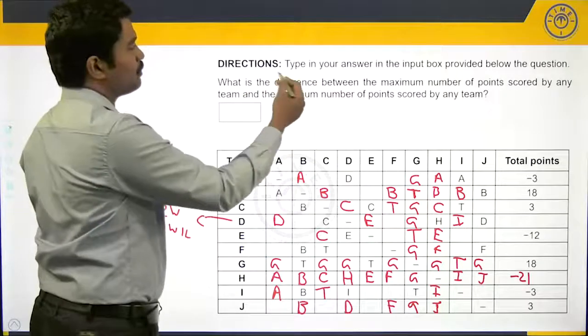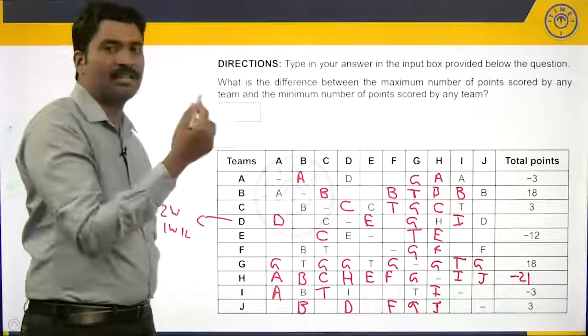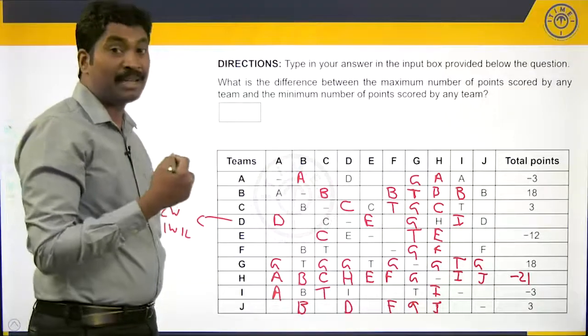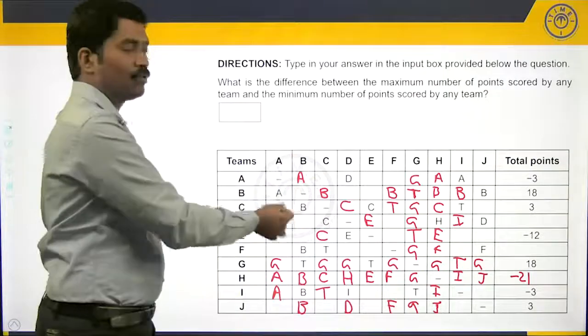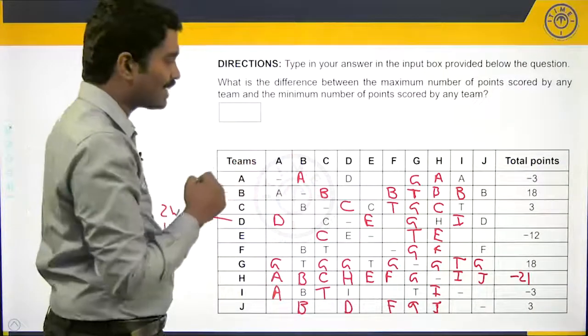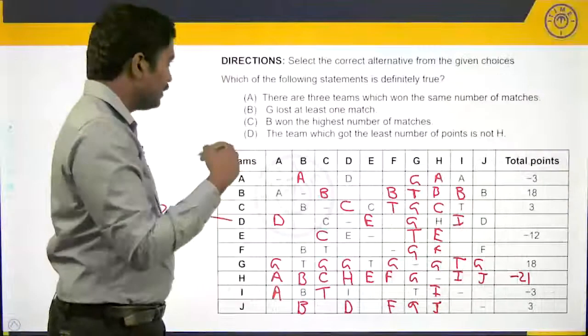So what is the difference between maximum points and minimum points? The difference between 18 and minus 21, which is 39. So this also we can answer without even filling the rest of the table. 39 is the answer.